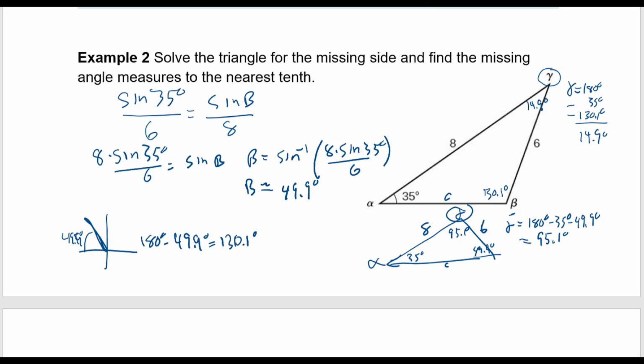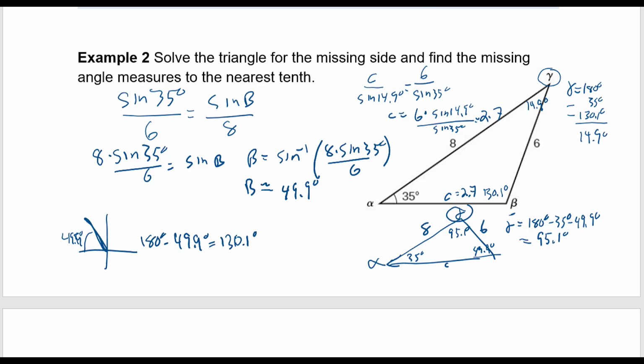We're trying to find C, so I'm going to put C on top. C over sine of 14.9 degrees equals 6 over sine 35 degrees. So C would be equal to 6 times sine of 14.9 degrees divided by sine of 35 degrees. And that's going to give us approximately 2.7. So in this case, it's 2.7 roughly.